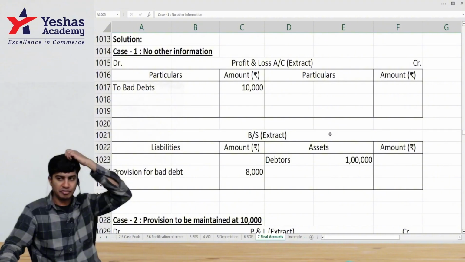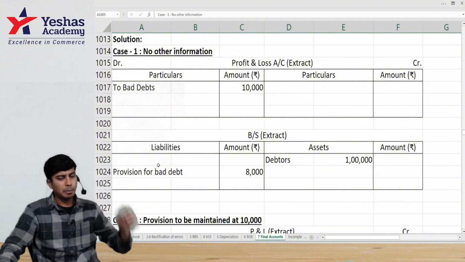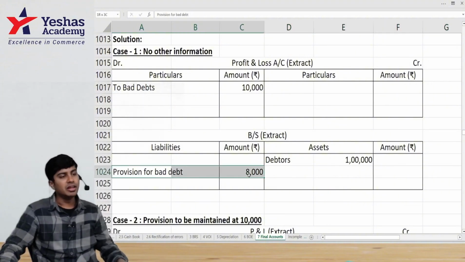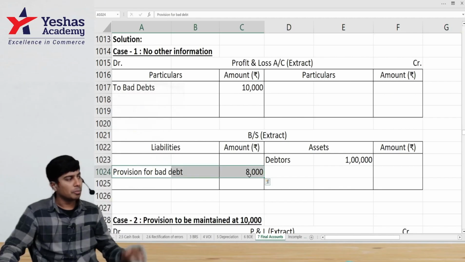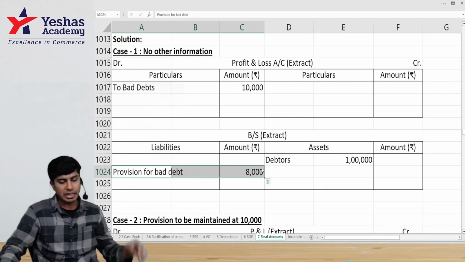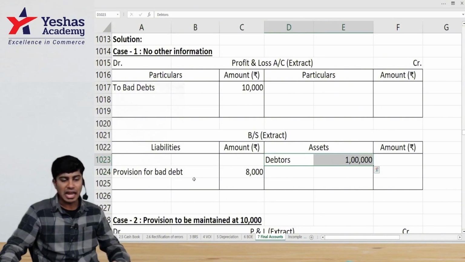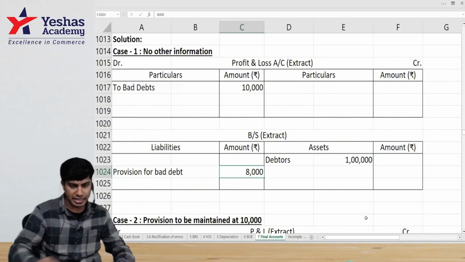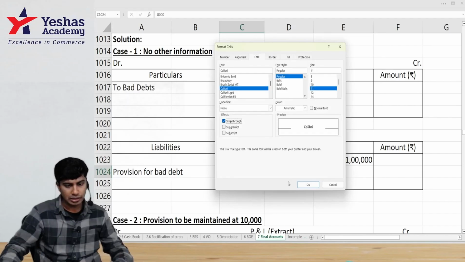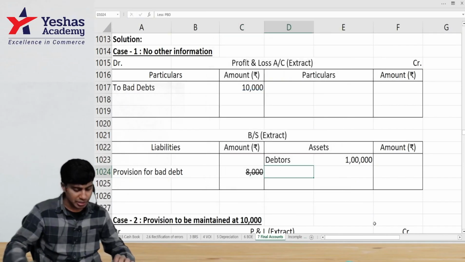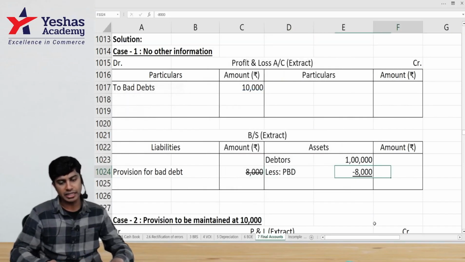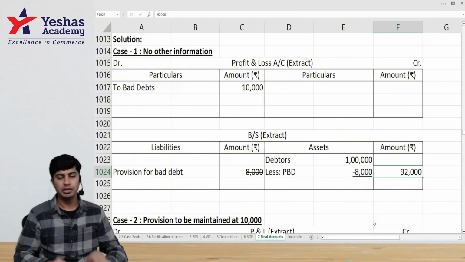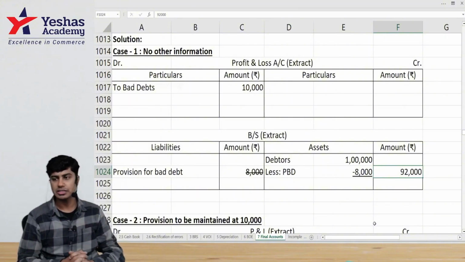All that we need to do after this is, this provision being shown on the liability side will now be posted to the asset side as a matter of presentation. Provision is shown on the liability side, but it belongs to the same family as debtors. Instead of writing this provision on the liability side, I will reduce it from my debtors, 8,000, making it 92,000. This is how it looks in the first case.